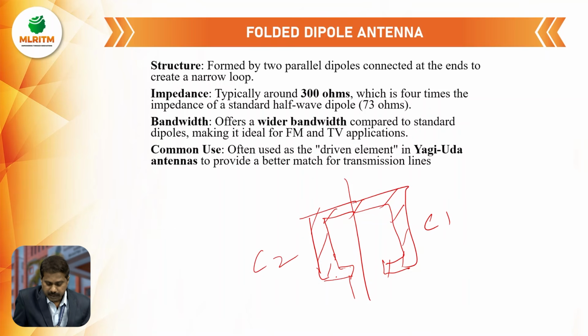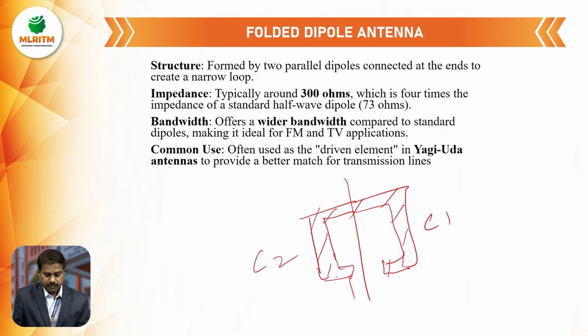Its impedance is typically around 300 ohms, which is 4 times the impedance of a standard half-wave dipole. It also offers a wider bandwidth compared to standard dipoles, making it ideal for FM and TV applications. This high impedance is used in FM and TV applications, especially in the Yagi antenna.